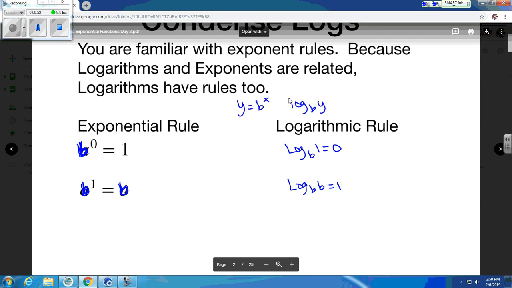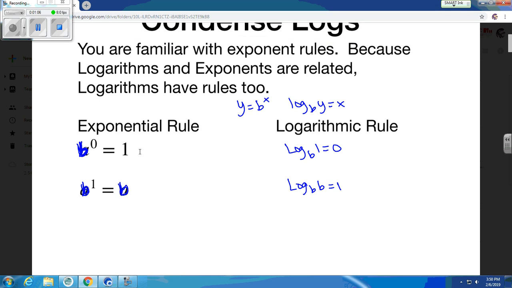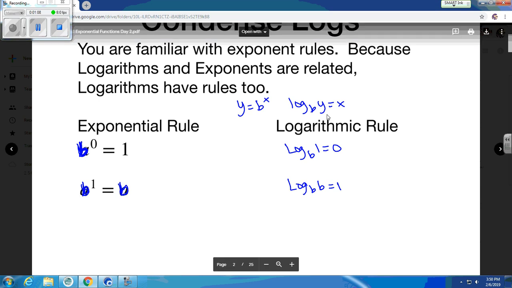Log base b of the answer is equal to the exponent. So this is another rule that you can memorize, or you can always rewrite as an exponent and then evaluate.